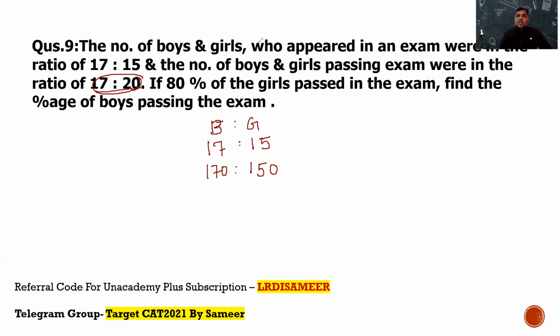Now let's find out the number of boys and girls passing the exam, because it says 80% of the girls pass the examination. Now, what is 80% of 150? 80% of 150 will be equivalent to 120. So 120 girls pass the examination out of 150. And we know that the ratio of boys passing the exam to girls passing the exam is 17 to 20. So in front of 20 girls, 17 boys pass the examination.